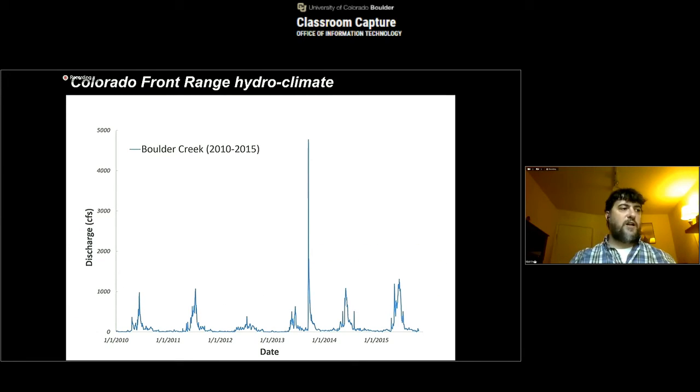I want to quickly orient you to the hydroclimate of the Front Range. So this is just a time series again. We're looking at discharge on the y-axis and going from 2010 to 2015.